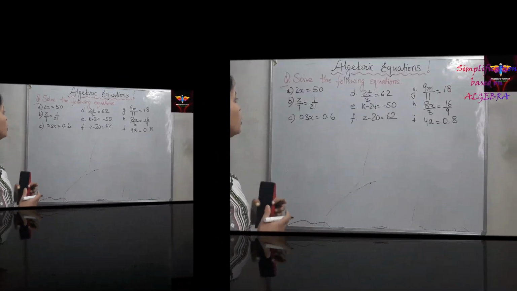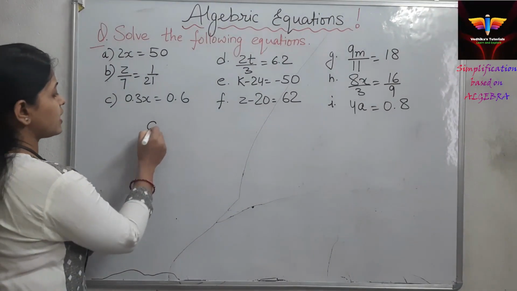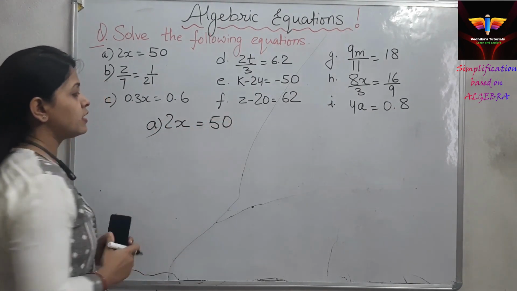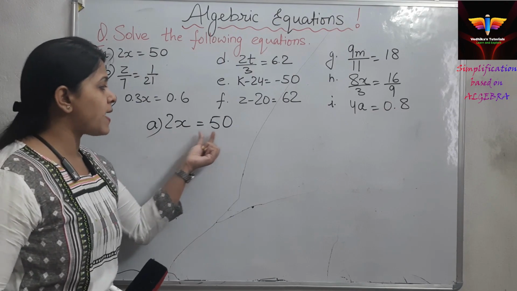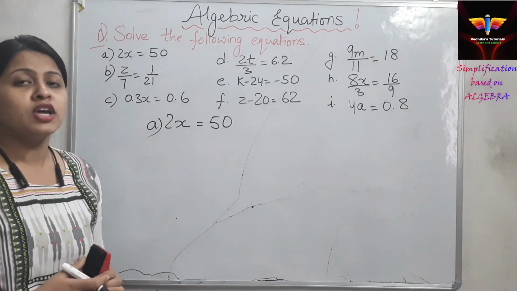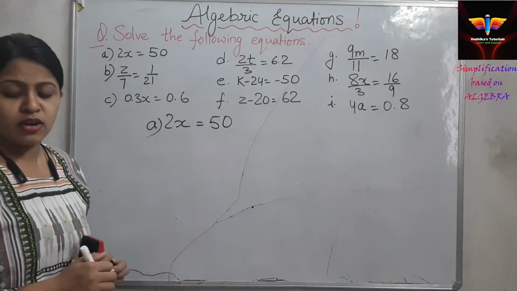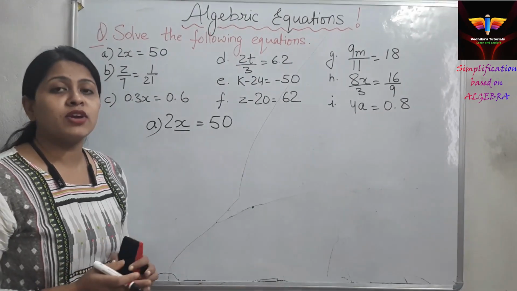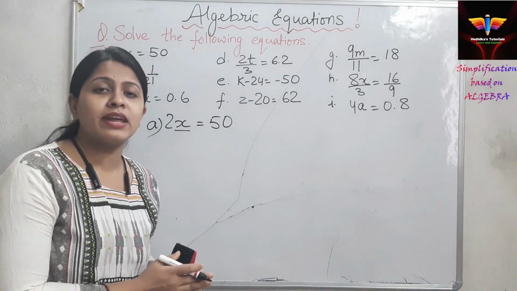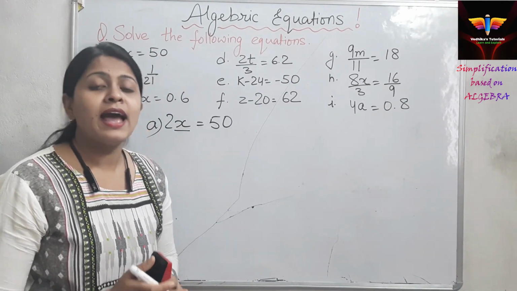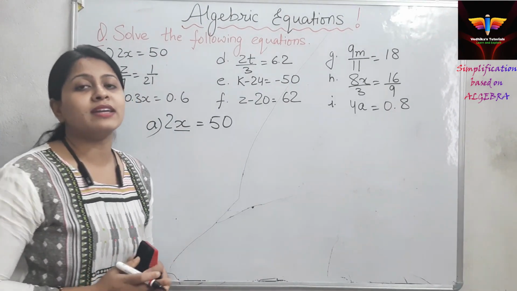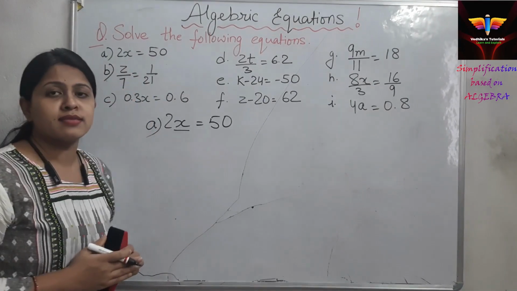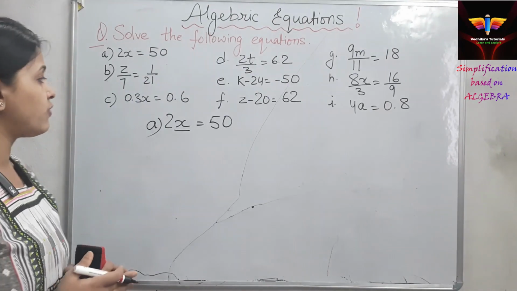Okay. So the first question here is 2x is equal to 50. Now this is the LHS part and this is the RHS part. And what is the variable over here? The variable is x. An equation always contains variables as well as constants, and we have to find the values of the variables. So here the variable is x. It means that we have to find the value of x.